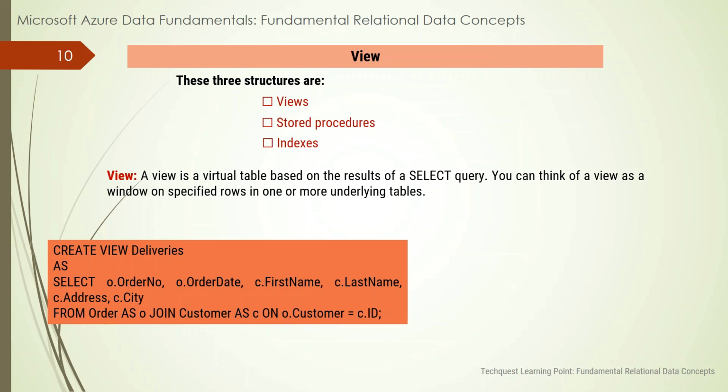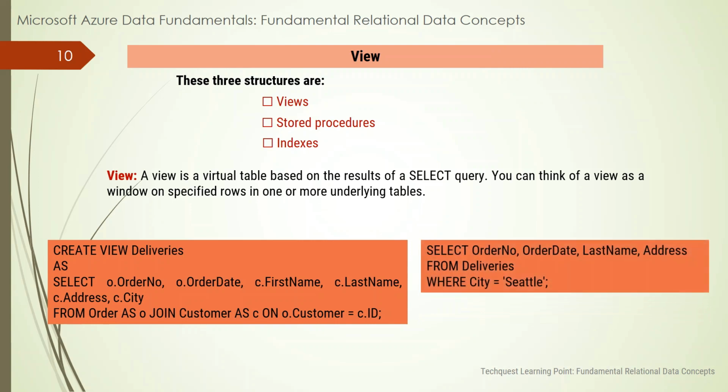You can query the view and filter the data in much the same way as a table. The following query finds details of orders for customers who live in Seattle.